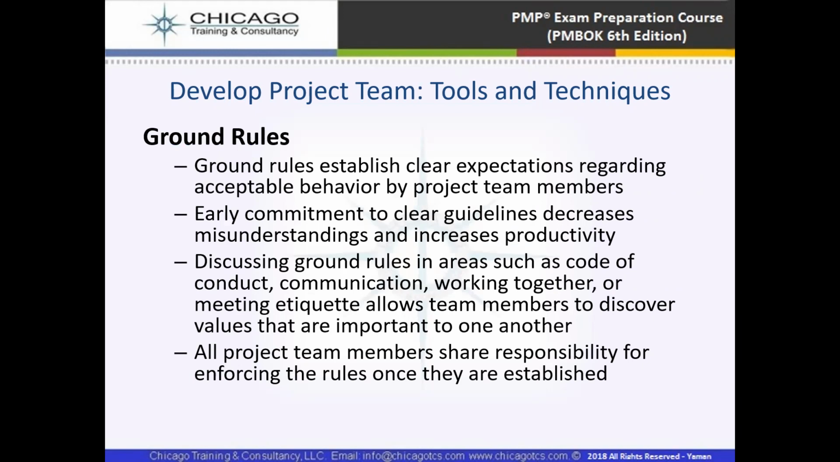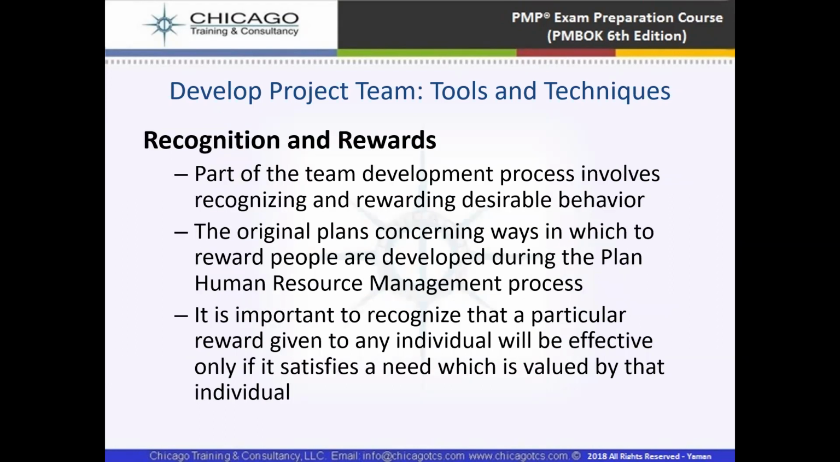And then we have certain ground rules, which establish clear expectations regarding acceptable behavior by the project team members. Early commitment to clear guidelines decreases misunderstanding and increases productivity. So it means these ground rules should be there, such as code of conduct, communication, working together, or meeting etiquette, which allow team members to discover values that are important to one another. And all project team members share responsibility for enforcing the rules once they are established. And then there is recognition and rewards as part of develop project team. We will reward them or recognize them to motivate them here.